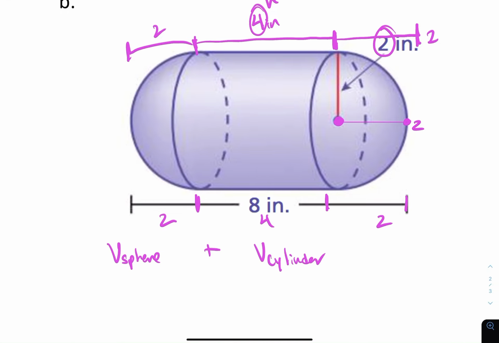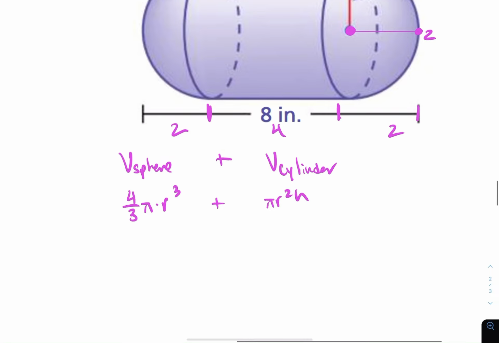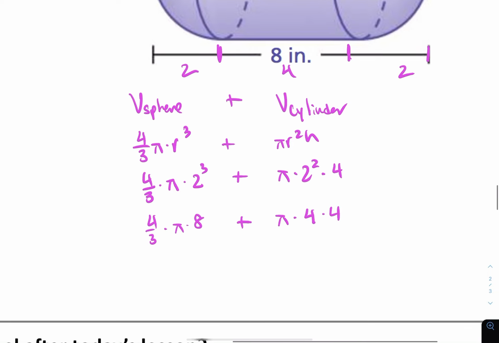Now let's plug it all into my formula. I have 4/3 pi r cubed, right? I think that's the formula. Plus pi r squared h. Oh, I see why it's a little confusing, because I didn't write the formula out. Okay, 4/3 times pi times 2 cubed plus pi times 2 squared times 4. 4/3 times pi times 8 plus pi times 4 times 4.